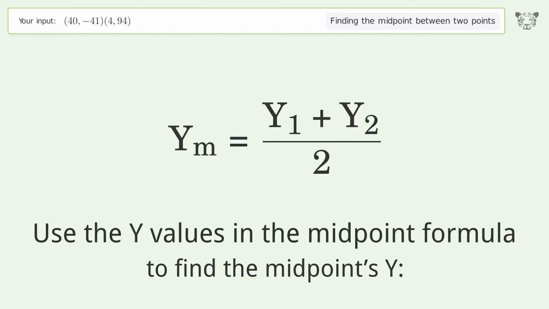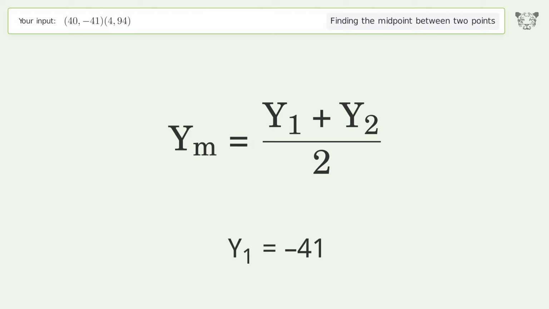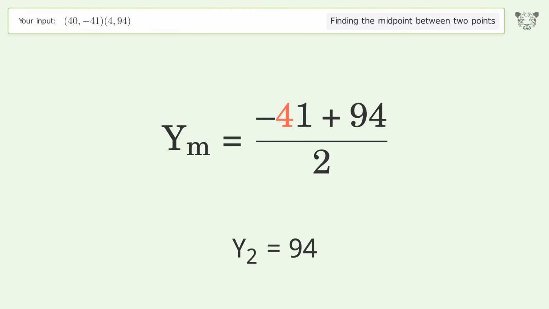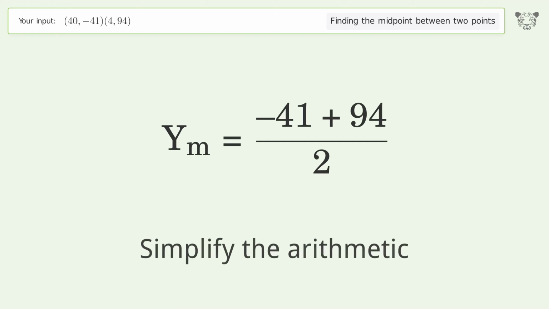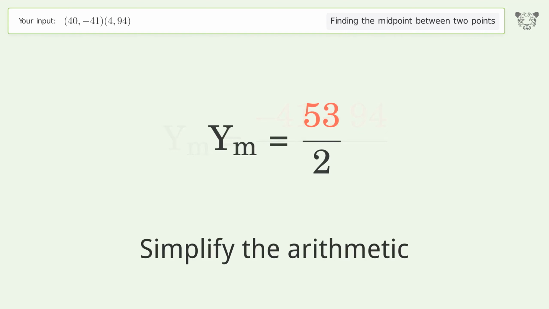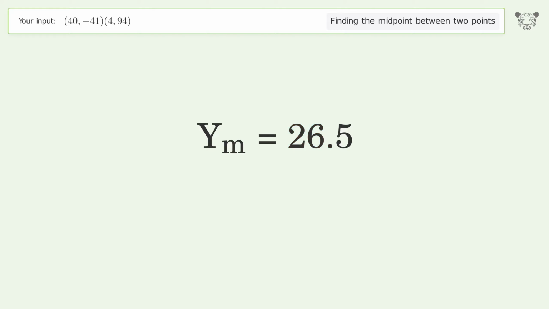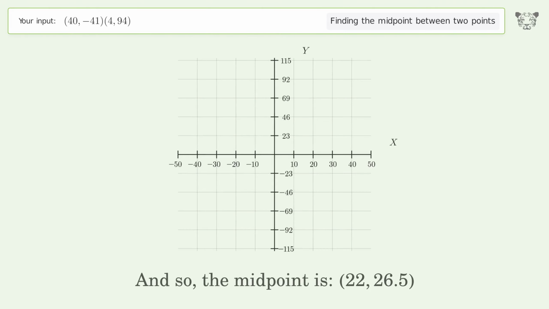Use the y values in the midpoint formula to find the midpoint's y. y1 equals negative 41. y2 equals 94. Simplify the arithmetic. And so, the midpoint is 22, 26.5.